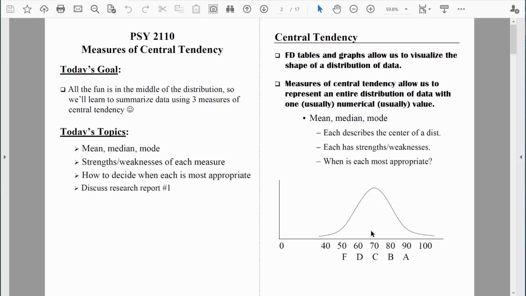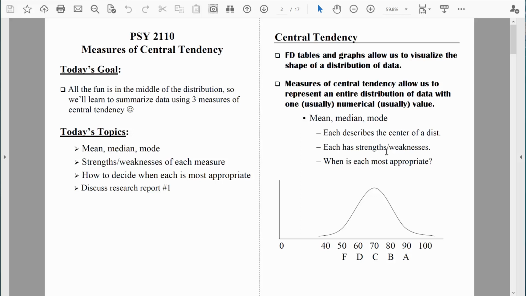And I'm sure you would agree that if I had to pick one number to best represent this entire distribution, it would be 70. So if your class took an exam and then you asked me, how did we do? And if I were to say, well, on average, you scored 70, that would match up with this situation very well. So frequency distribution tables and graphs do a good job of helping us to visualize the data. But now measures of central tendency are going to do a good job of describing the entire distribution using just one value. As I mentioned previously, we are going to talk about three different measures: the mean, the median, and the mode. Each one describes the center of the distribution, but each one does that in a slightly different way.